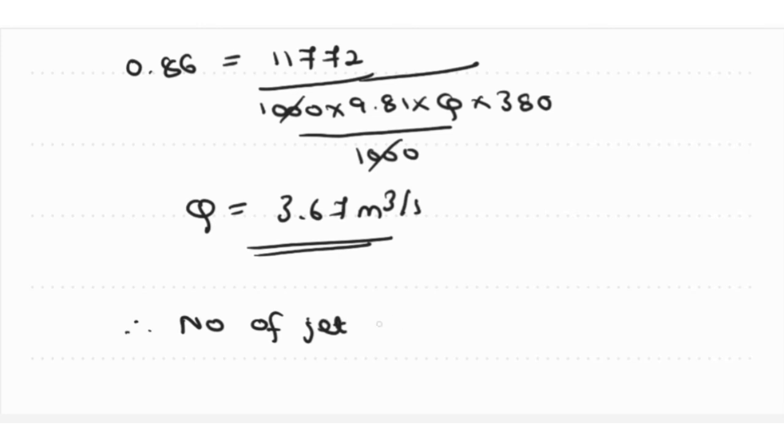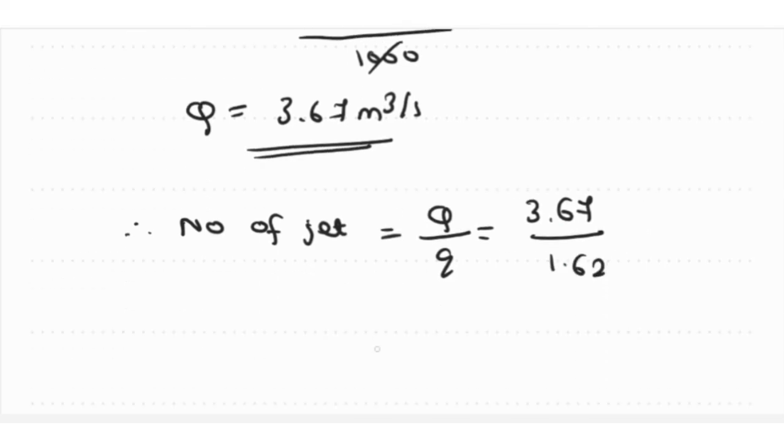So therefore number of jet is equal to capital Q by small q, 3.67 divided by 1.62, so that is equal to 2.01. If the value is less than 2, you can round it to 2. If the value is greater, then 2.01 should be rounded to the higher value, that is 3. So number of jet required is equal to 3.